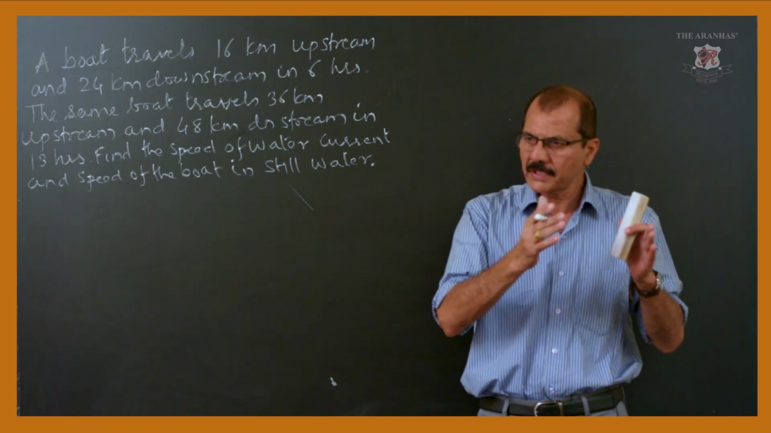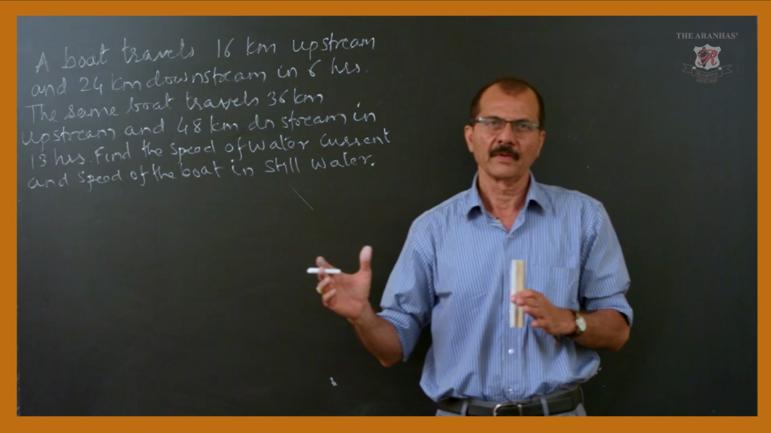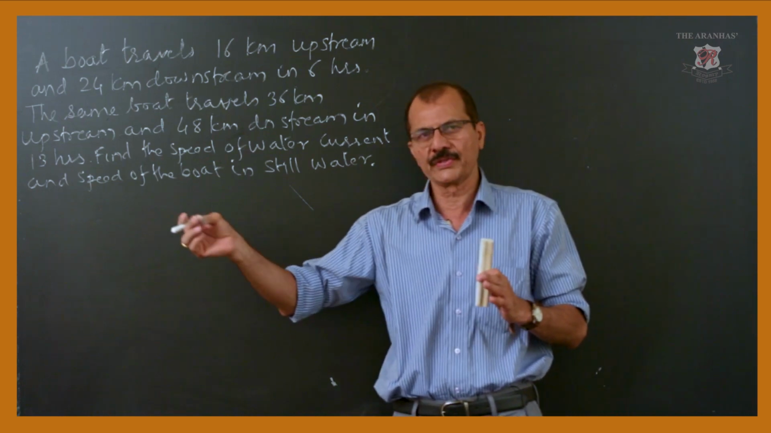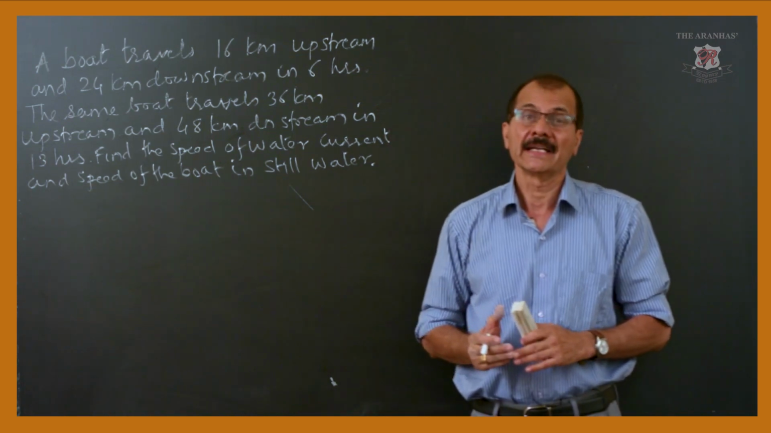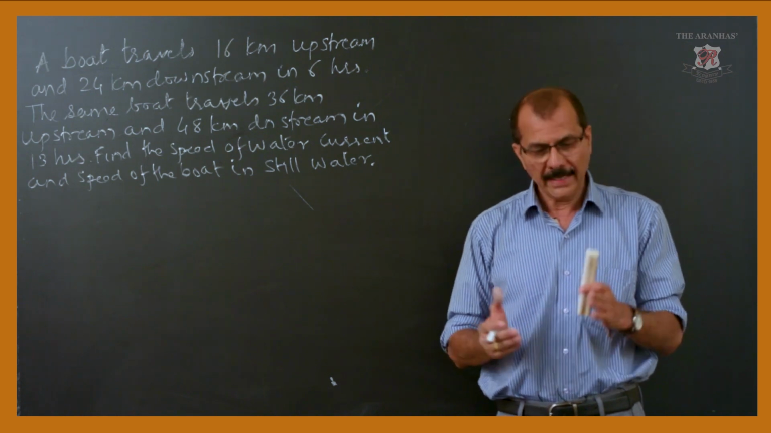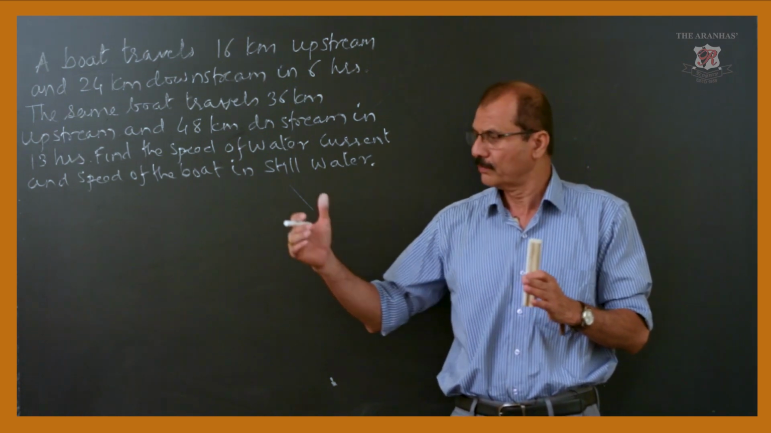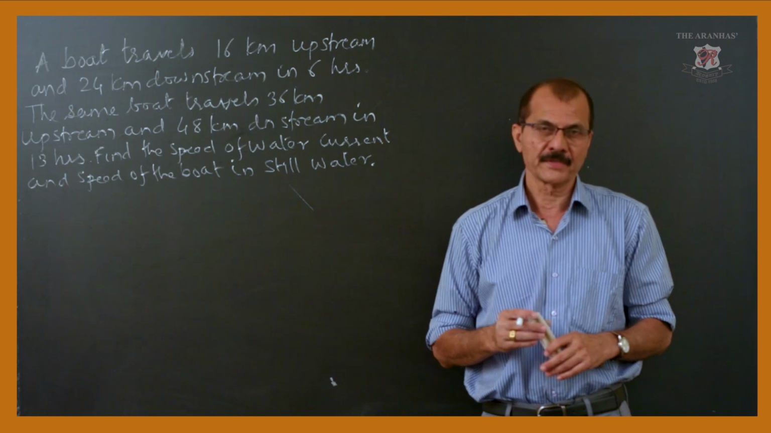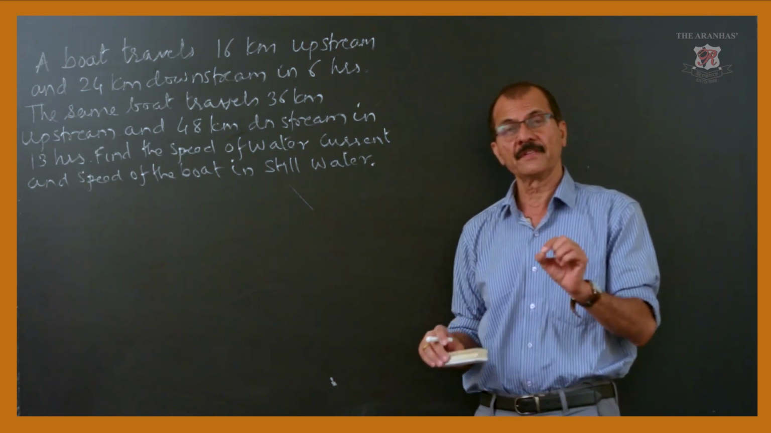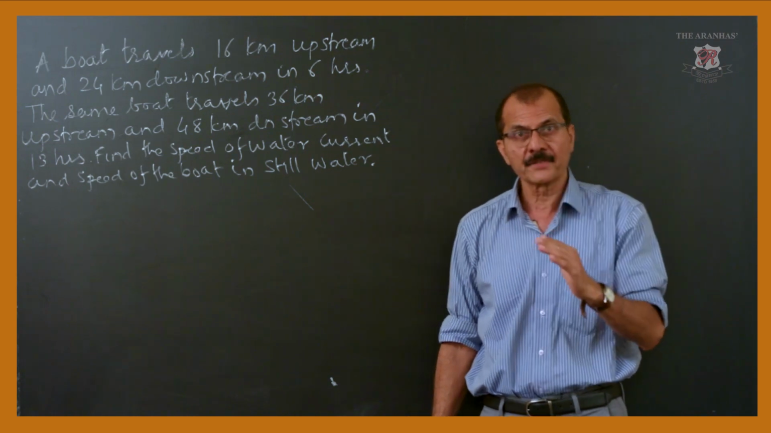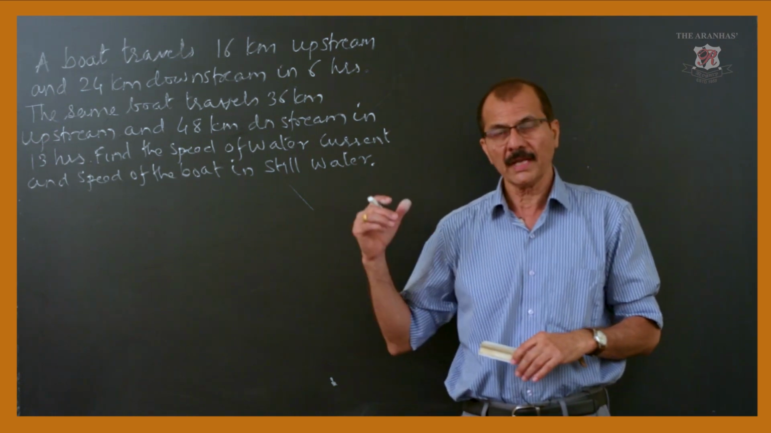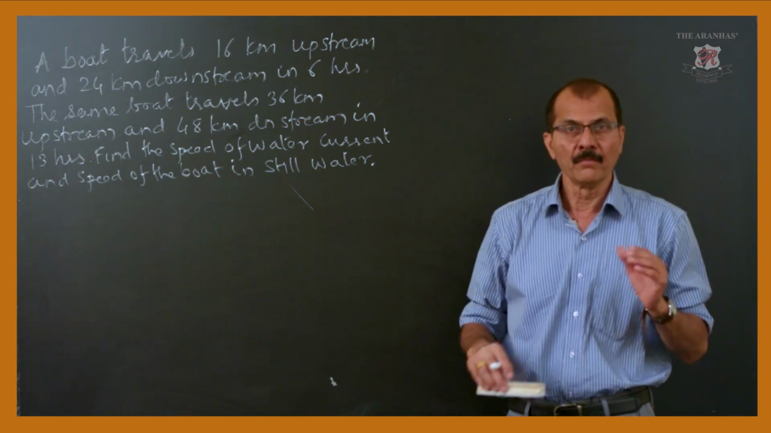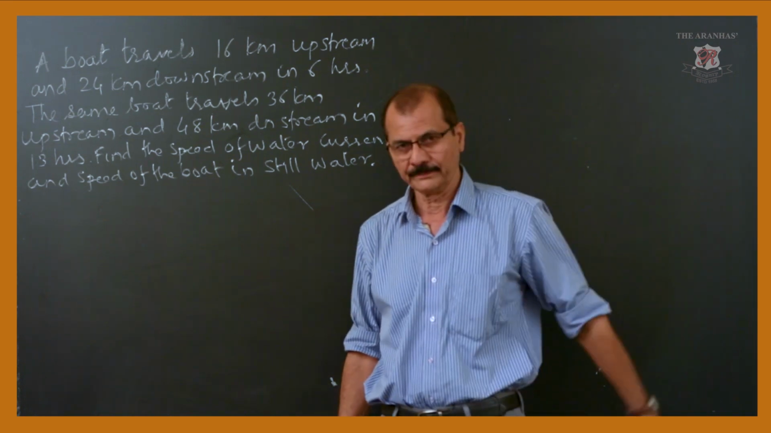Now, you know that water is flowing in a river. So, when water is flowing, the direction in which the water flows is said to be downstream. And if you are moving against the flow of water, that is said to be upstream. So, try to understand the difference between upstream and downstream. Upstream is the motion against the flow of water, and downstream means the motion along with the flow of water.